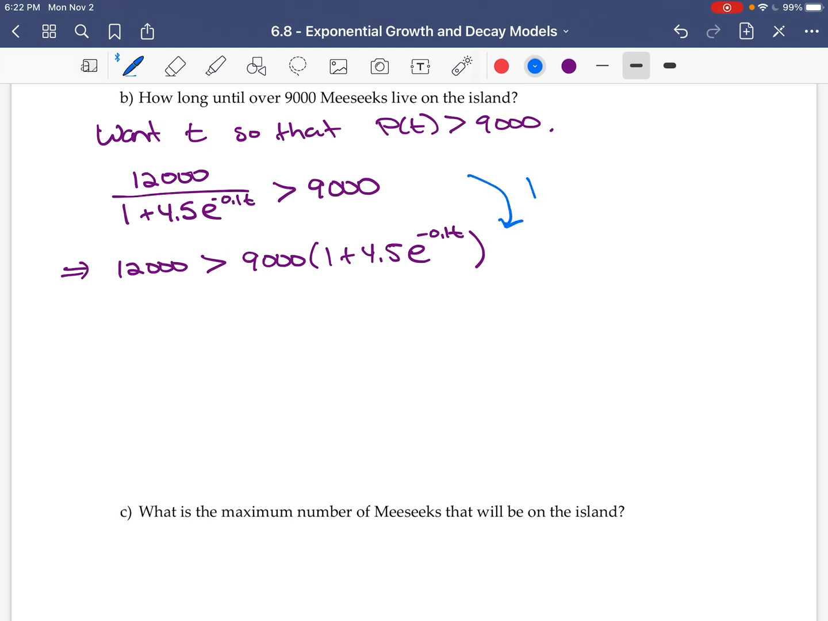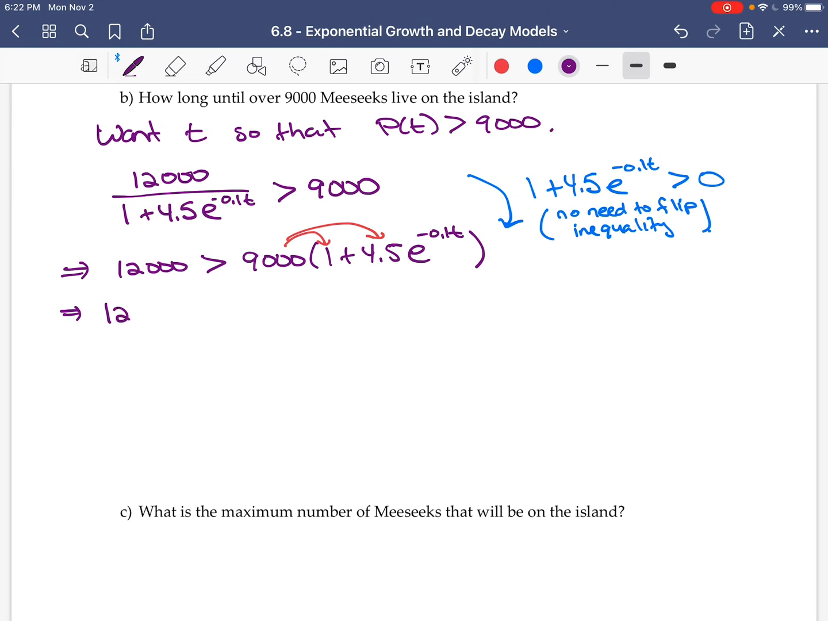So I'm just going to make a note here. So e to the minus 0.1 t is always positive. So this bottom bit is always positive. So I don't need to change the sign. Okay, so I know that number is positive. In fact it's bigger than 1. So I don't have to worry about the sign. Okay, so now I'm going to expand the 9,000 through. So that's 12,000 is bigger than 9,000 plus 40,500 e to the minus 0.1 t.